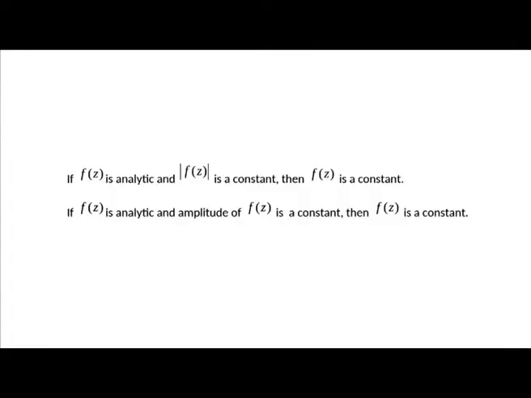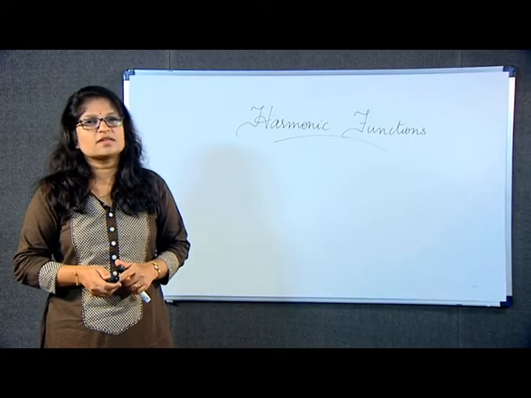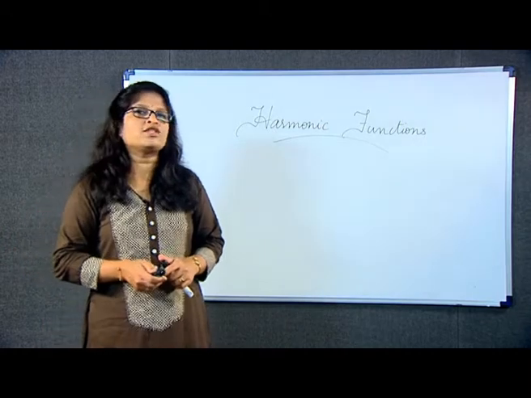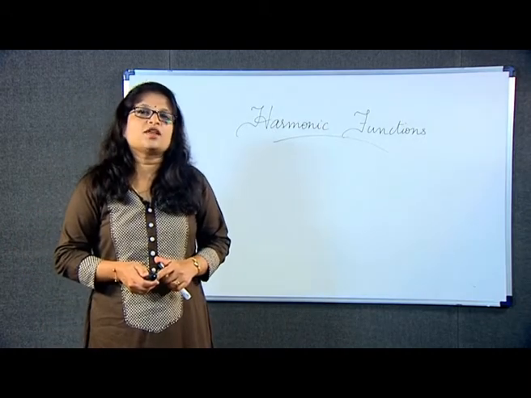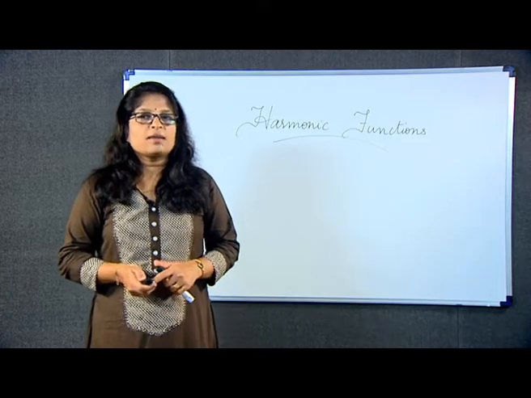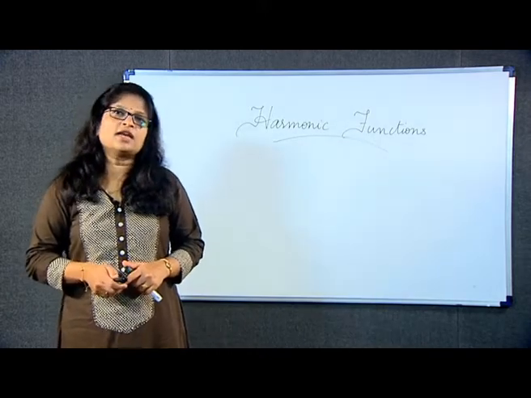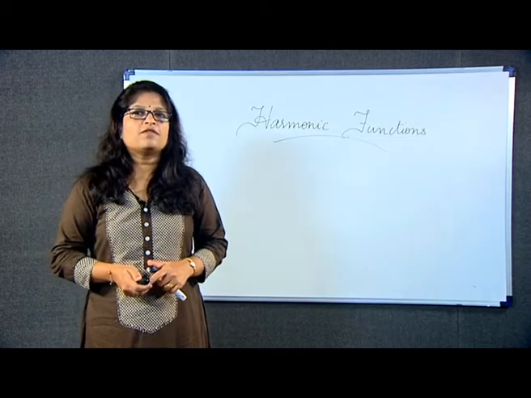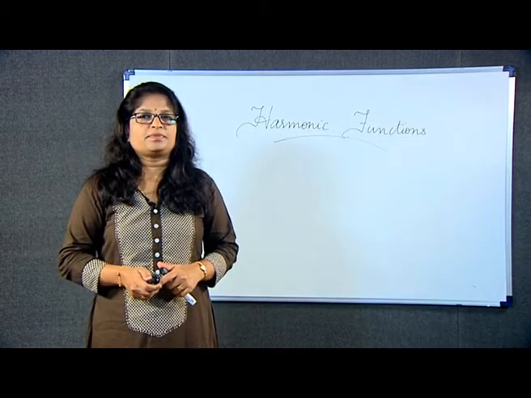If your function f of z is analytic and suppose the modulus of f(z) is a constant, in that case your f of z is also a constant. The proof is very simple by using the CR equations. The same is the case when your f(z) is analytic and suppose the amplitude of f(z) is a constant, then your function turns out to be a constant. The same case happens if either the real or imaginary part of your function is a constant.